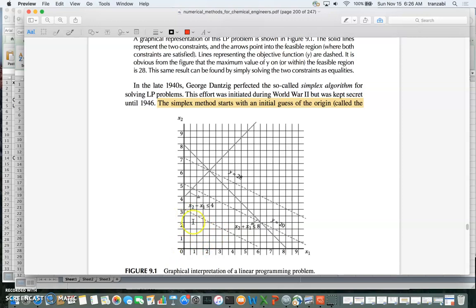So if you want to know where x2 minus x1 is less than 4, that should be on the right side of this line, not on the left side. The left side is bigger than 4, the right side is less than 4. Let's do one more example.